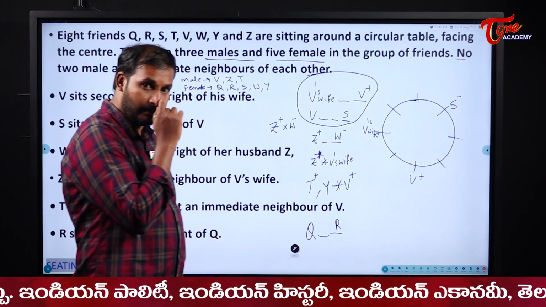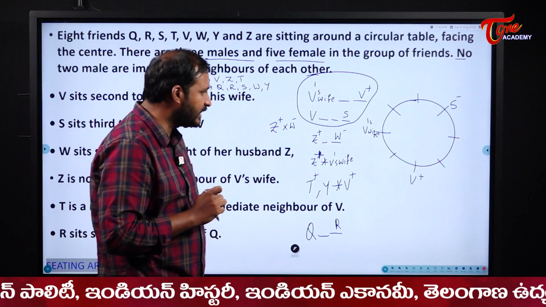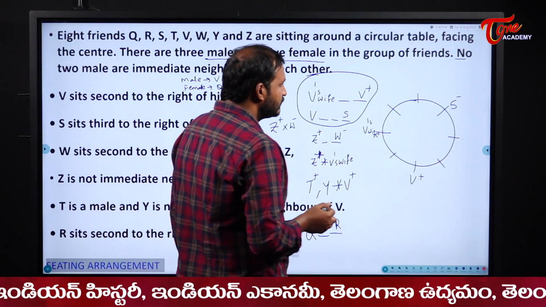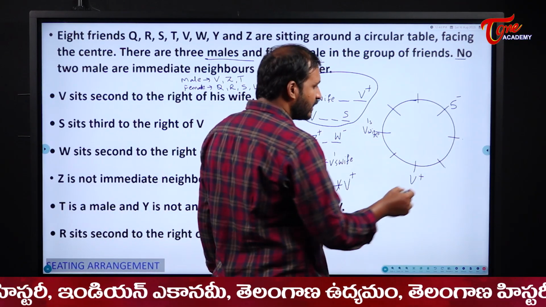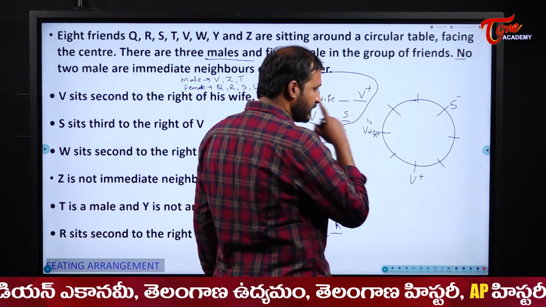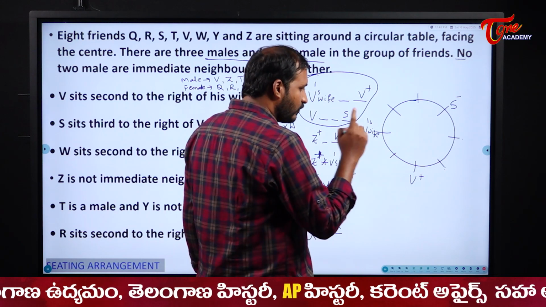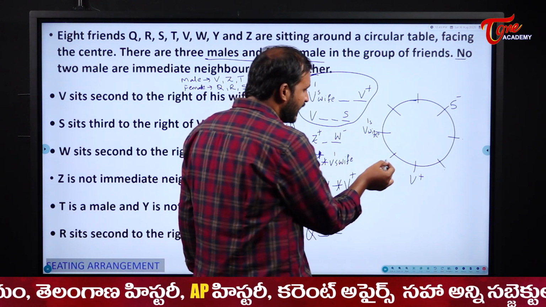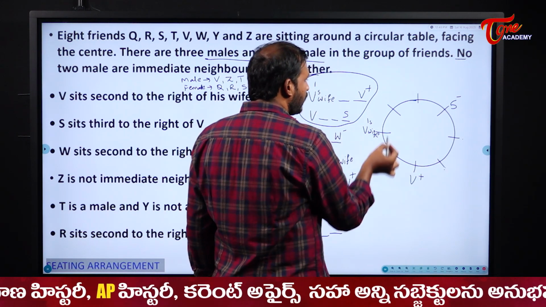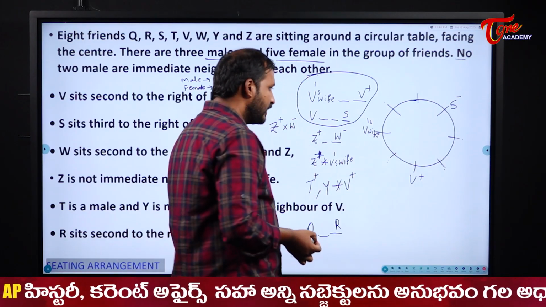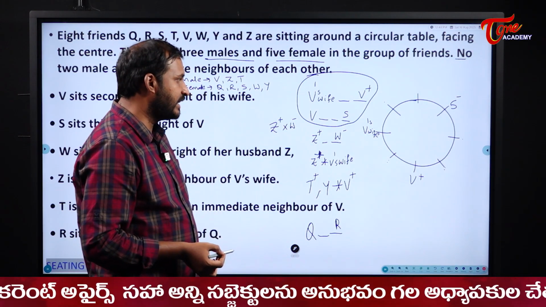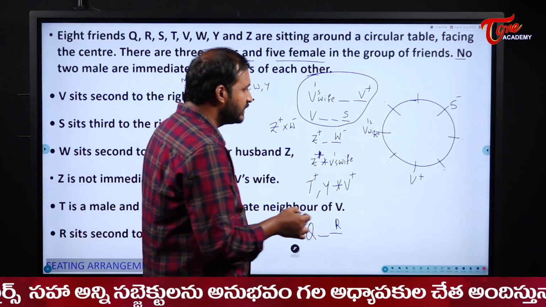Z and W are a couple. Where can I put Z and W? See, two chances are there for me. I cannot put Z here. Why? Because I cannot place W here. If I put Z here, I cannot place W here. So the only chance I can have is Z here and W here, or Z here and W here. Z and W. So first, this is not possible.